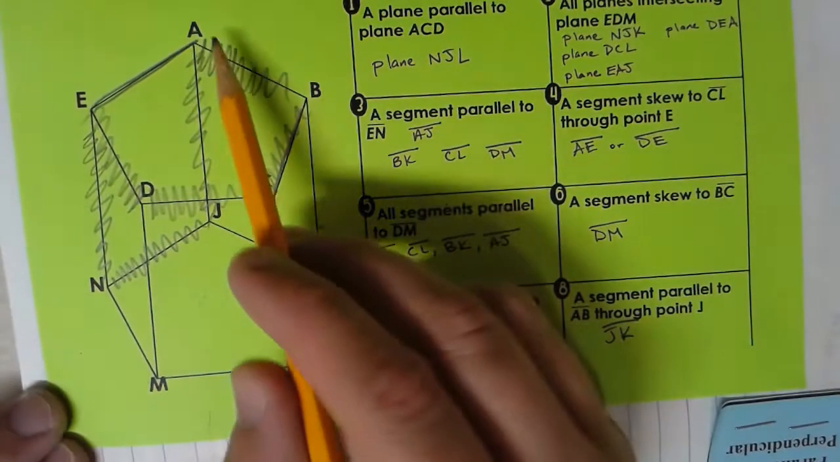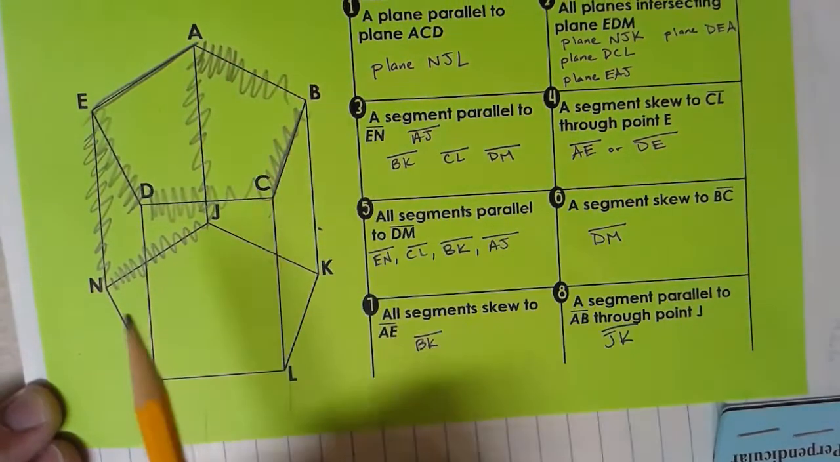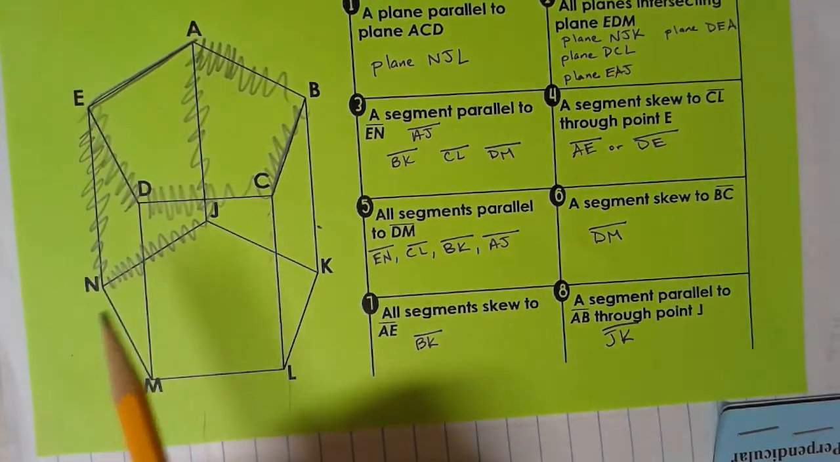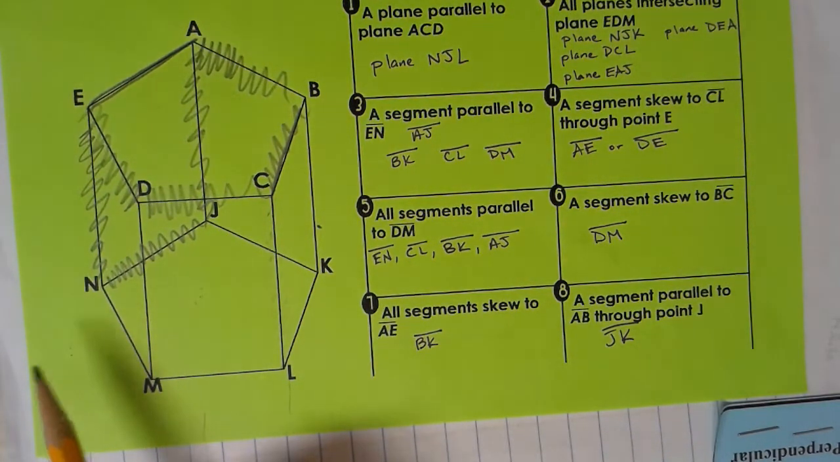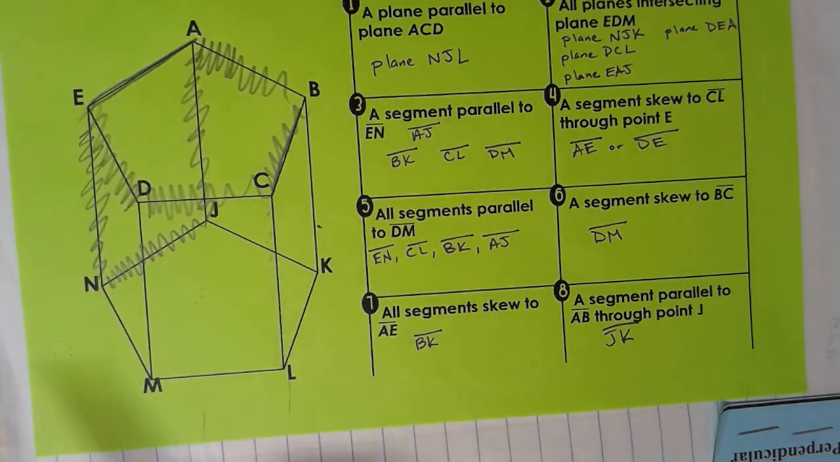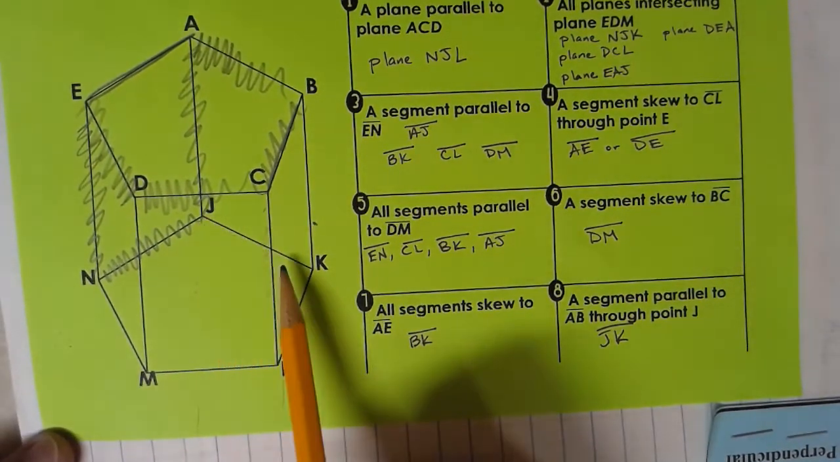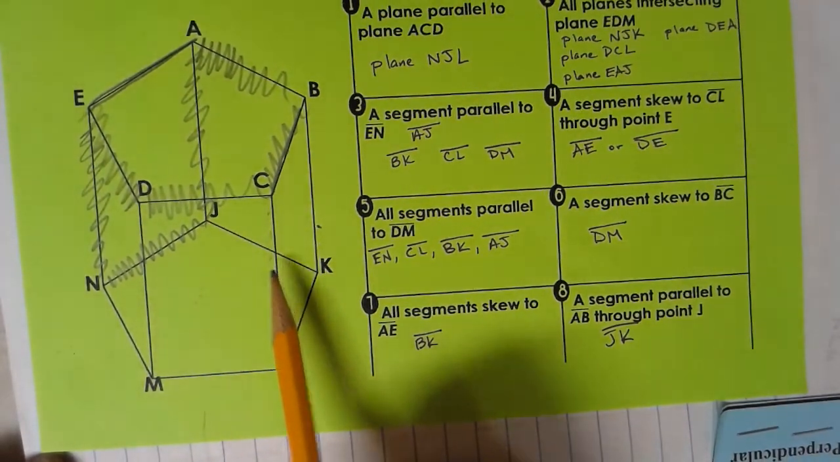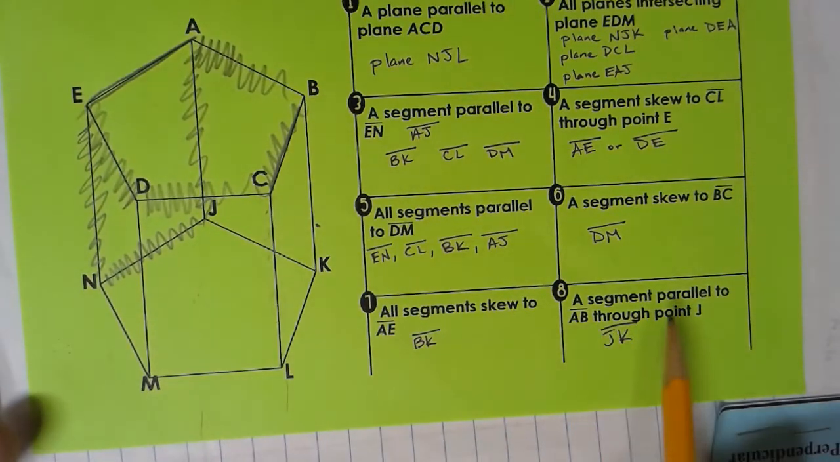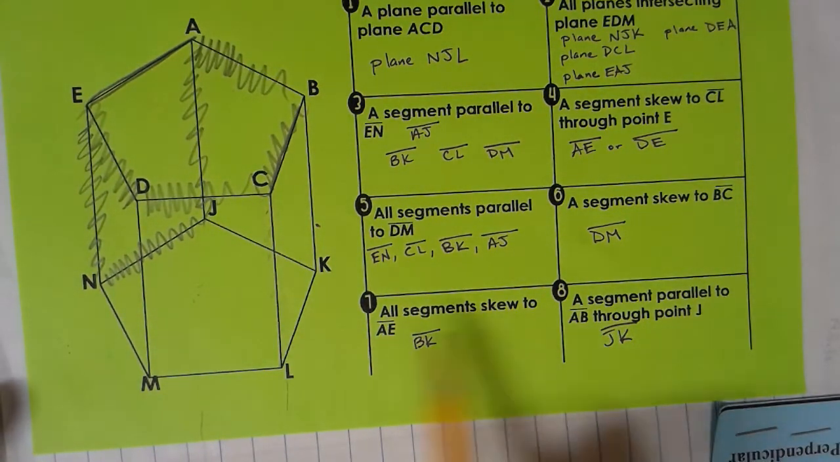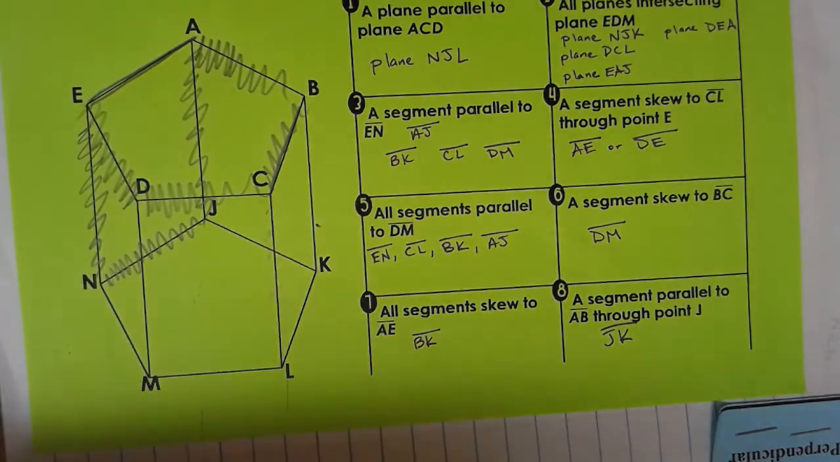And then lastly, we wanted a segment parallel to AB that goes through point J. AB is this line up here. So we first look for a segment that is parallel to AB. The thing is, there's only one segment that is parallel to AB, and that's going to be JK. That works out great for us because we're looking for a segment parallel to AB that goes through point J. So JK is going to be the one that we need.